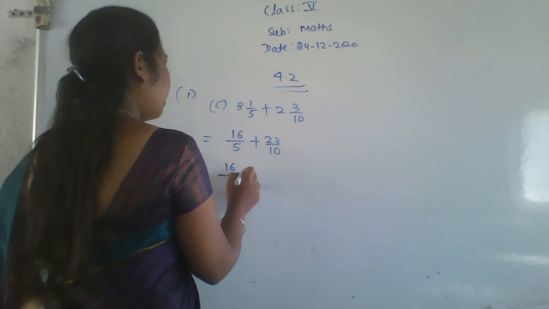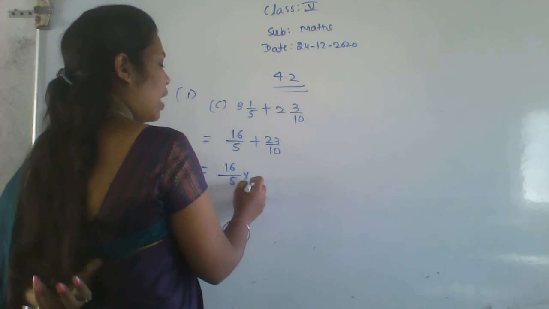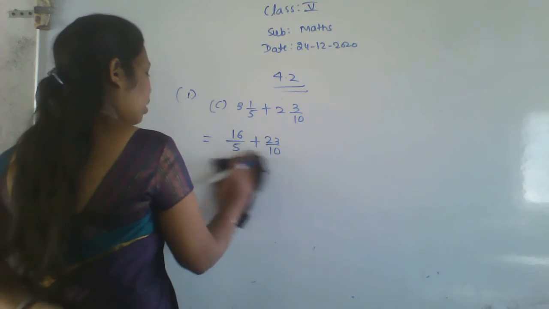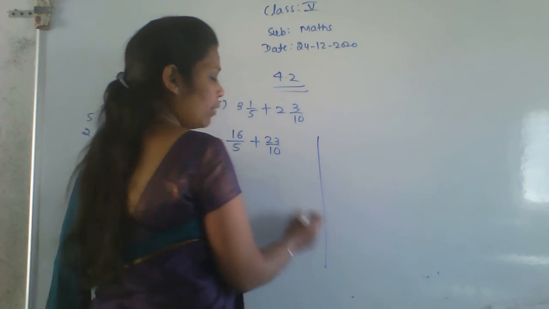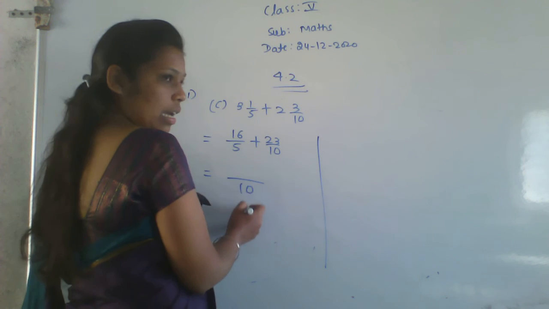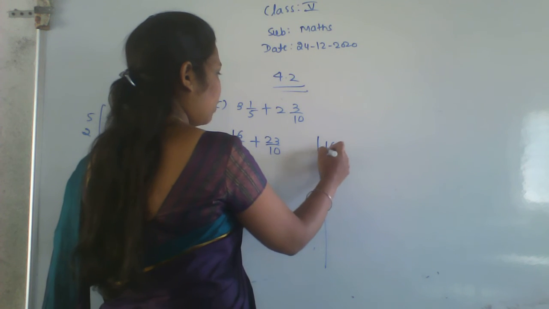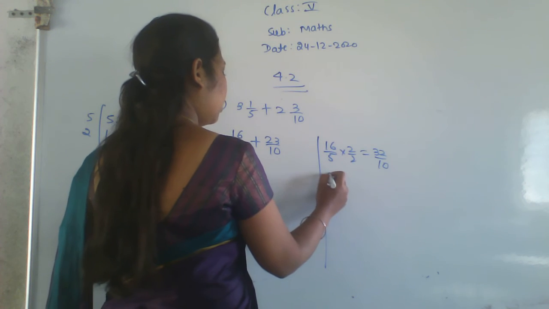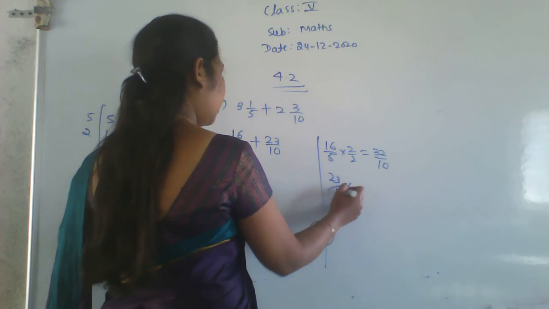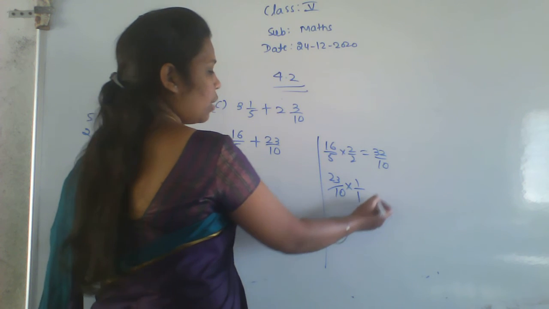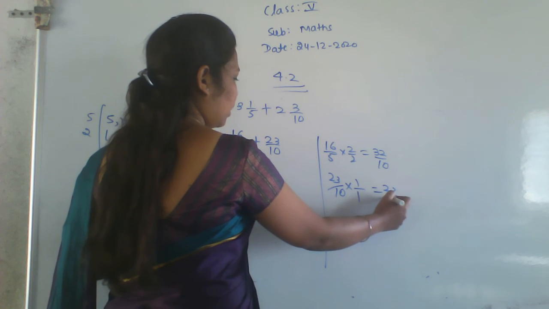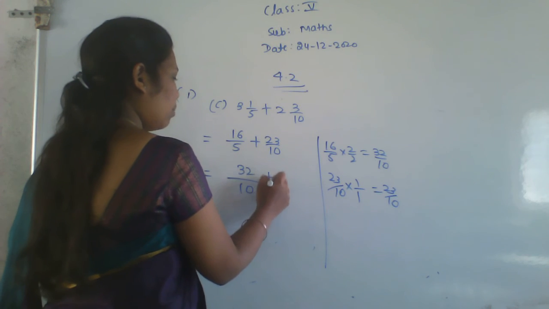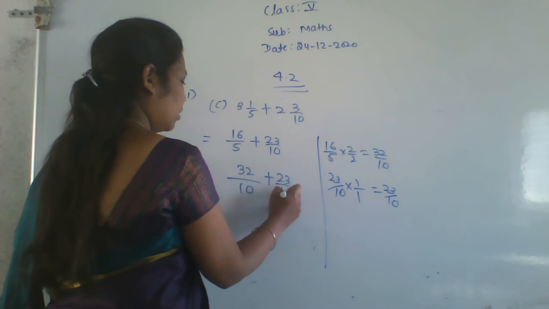Now we have to multiply here. 16 by 5 times 2 by 2. Separately make the fractions the same. We want the denominator value to be 10 only, so for that you take a separate fraction, 2 by 2. Here it is 32 by 10, and 23 by 10 is multiplied by 1 only, since the denominator is already there. 23 by 10 only. Now it becomes 32 by 10 plus 23 by 10, same as it is.